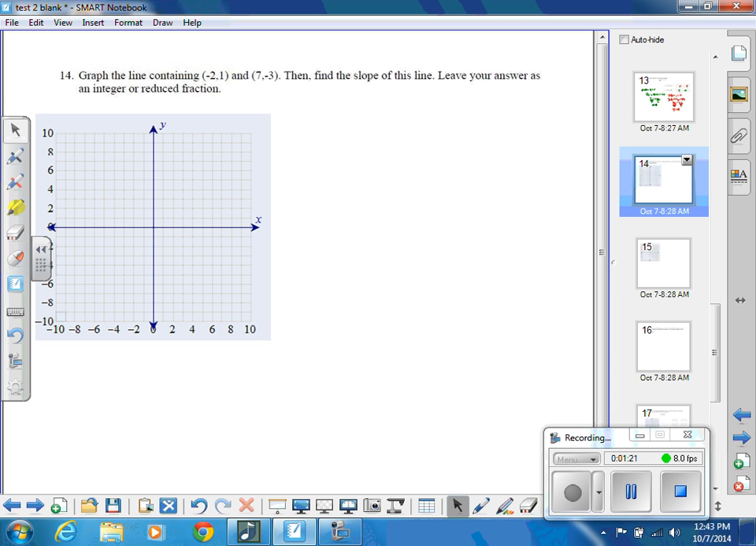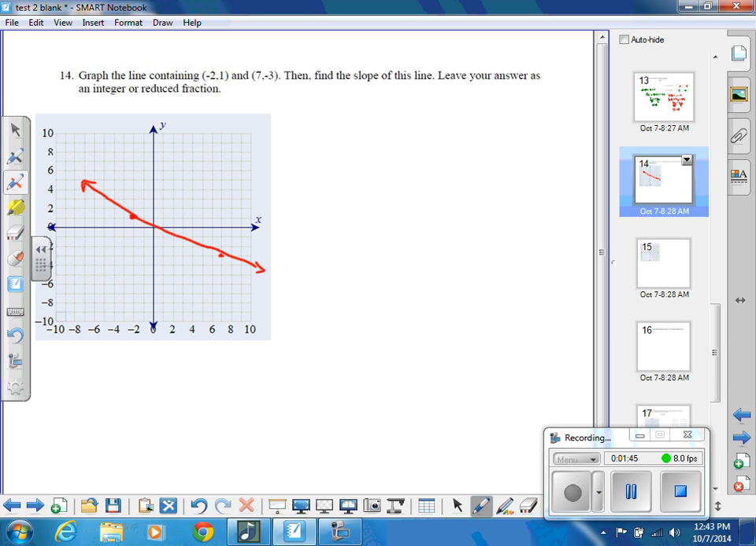Now I can find the slope using the formula. I can do it using the graph. Okay? So let's go ahead and plot these points. (-2, 1), which is right here, and (7, -3), down here. So I connect my dots as best as I can.